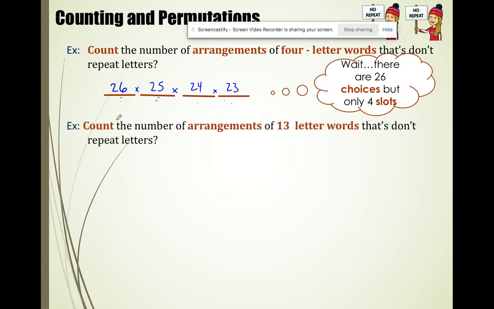Before I even answer that, this isn't terrible, right? Especially if I have a calculator, I just do 26 times 25 times 24 times 23. Okay, fine, equals whatever with my calculator. But what if I had 13? Now you've got to type, right? I still have 26 letters, but for each slot, starting with 26, I've got to go 26, 25, 24, 23, 22, and factorials don't help me, right? That's kind of annoying. I really kind of wish I had a formula.